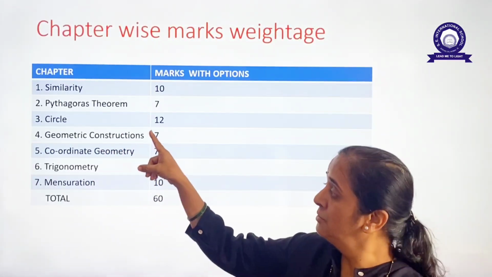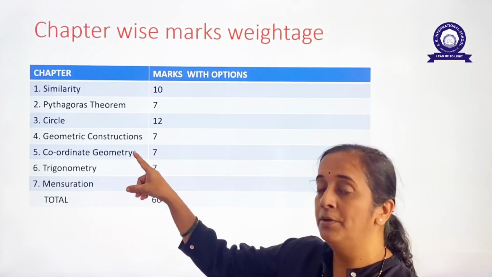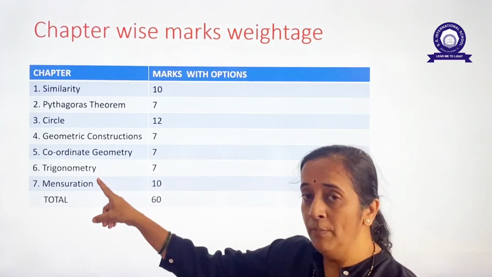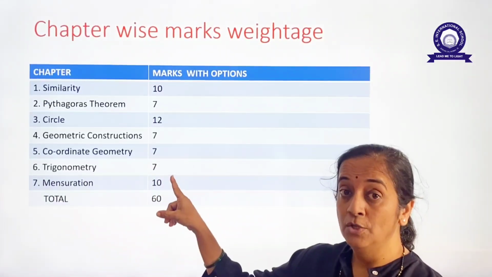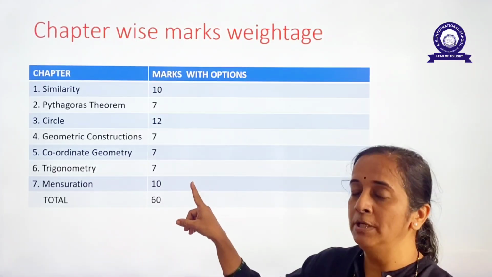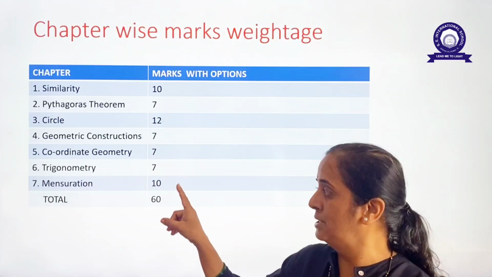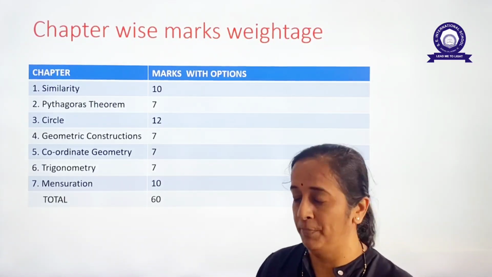Fourth chapter, Geometric Construction, 7 marks. Fifth chapter, Coordinate Geometry, 7 marks. Trigonometry, again 7 marks. And Mensuration, 10 marks. So if you are prepared with your formulas of mensuration, then it is possible to score maximum marks from this chapter. So in total, with options, 60 marks are there in the Maths 2 paper.